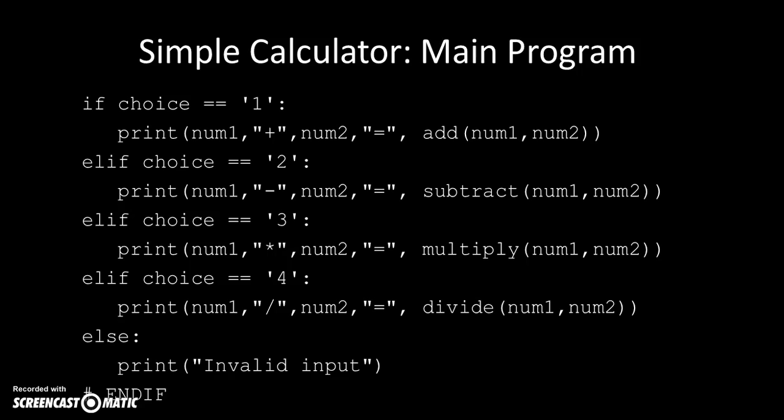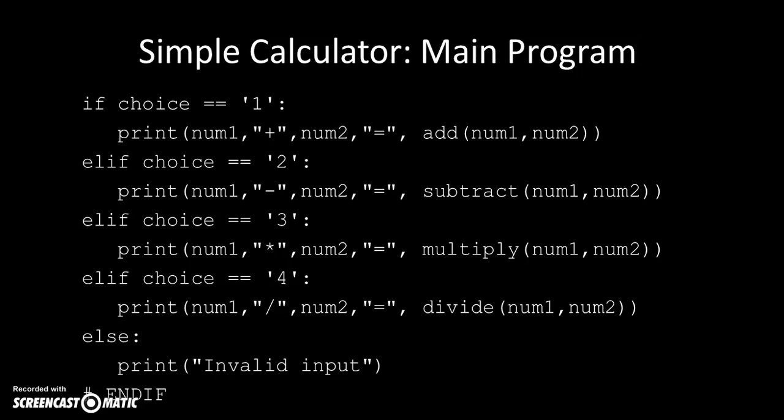Then all we need to do to implement the program is, if their choice is the character 1, print out the sum of the two values. But we're not doing the addition here. As you can see, we're calling the method add, subtract, multiply or divide, or the module or method, whatever name we prefer. If it's 2, we subtract. If it's 3, we multiply. And if it's 4, we divide. If it's anything else, we say it's an invalid input.